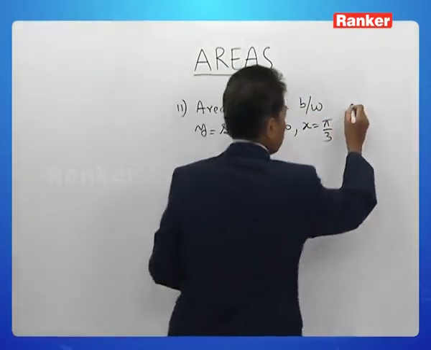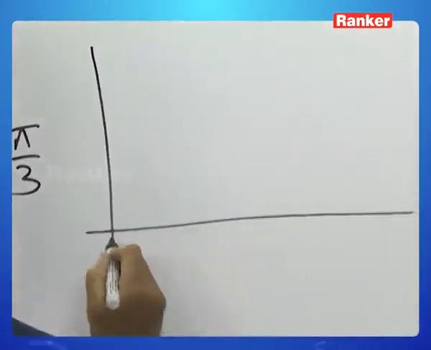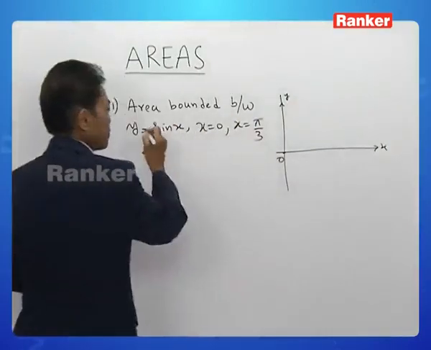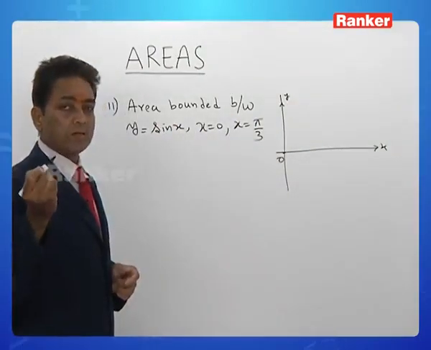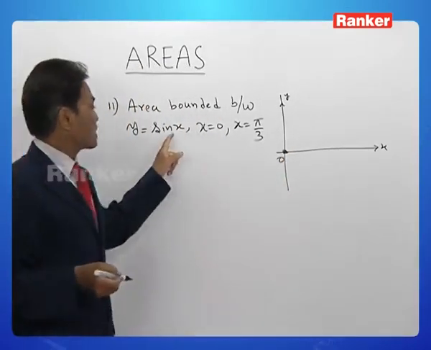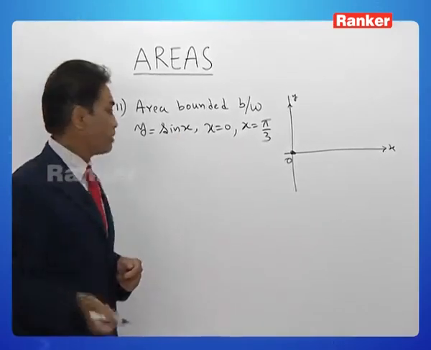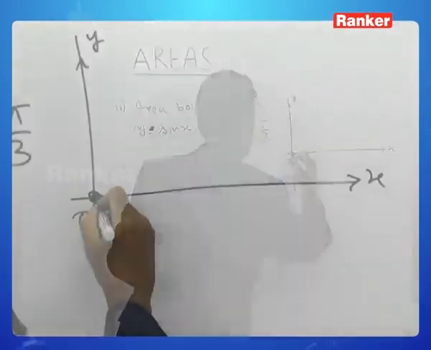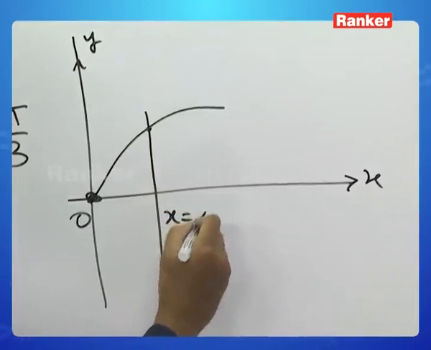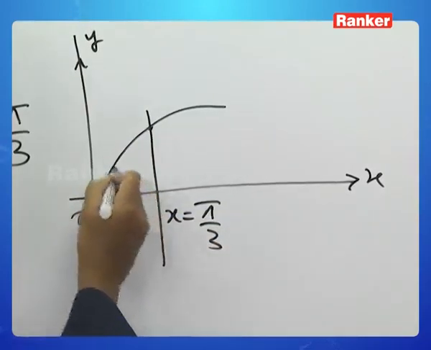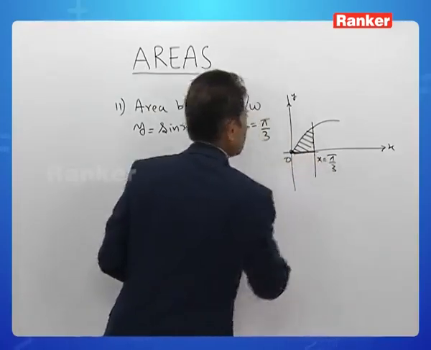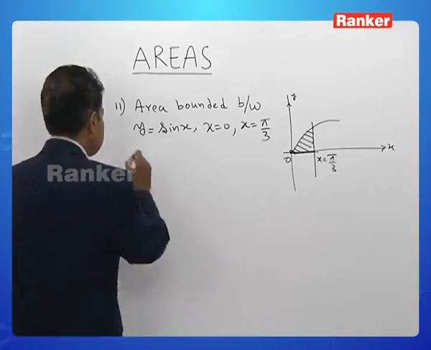So let us see the solution diagram. X is equal to 0. If you put x is equal to 0, sin 0, what is sin 0? 0, right? X is equal to pi by 3. Sin pi by 3, sin 60, is root 3 by 2, somewhere over here. So somewhat the sin x curve is like this. So this is x is equal to pi by 3. So we have to find this area, right? Now let us find this resultant area.